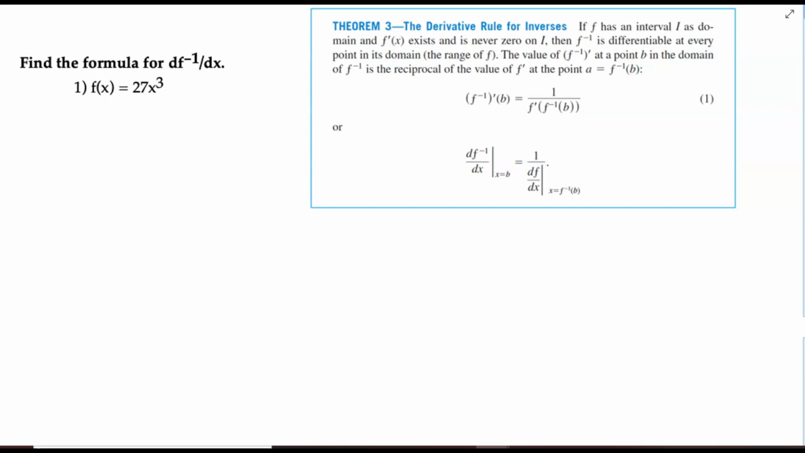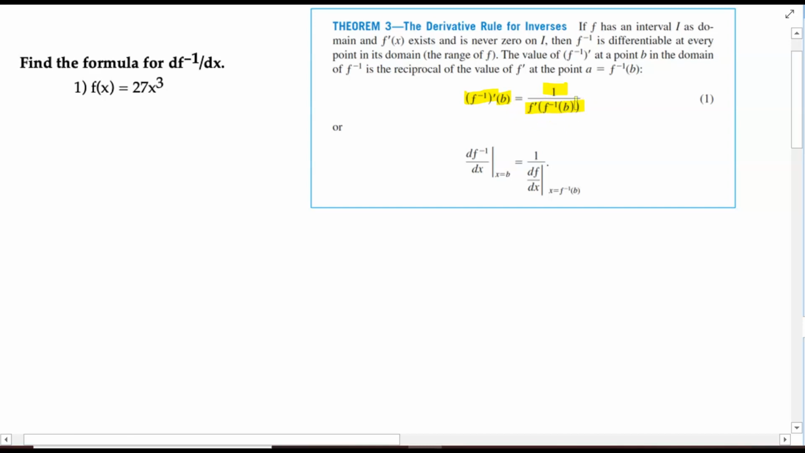So we will say that f inverse is differentiable at every point on the domain, which is the range of the original function. But the value of the derivative of the inverse at a point b in the domain of f inverse is the reciprocal of the value of f prime at the point where a equals f inverse of b. So the derivative of the inverse at some point b is equal to 1 over the derivative of the original function evaluated at the inverse of b.